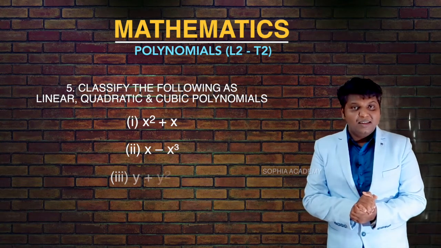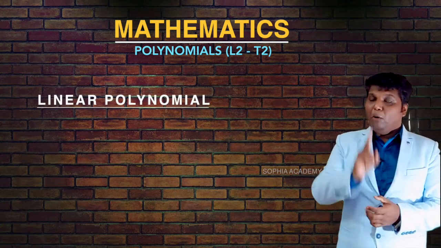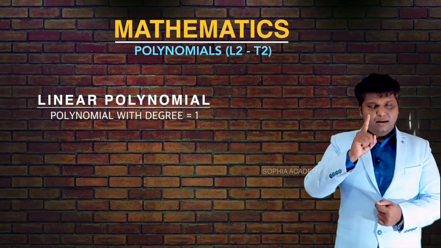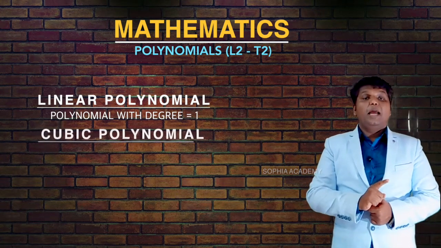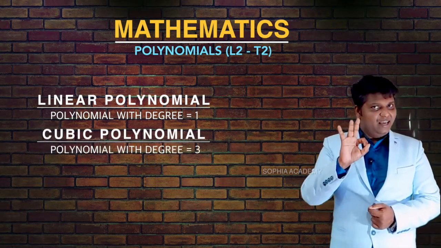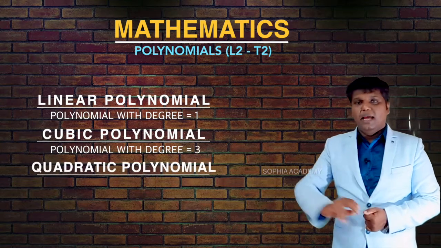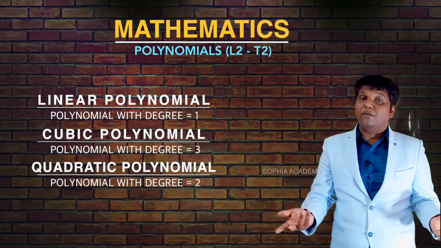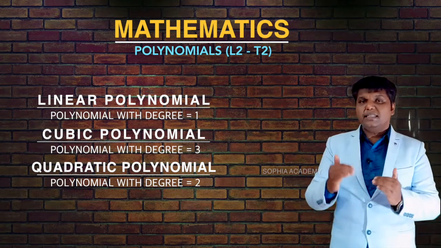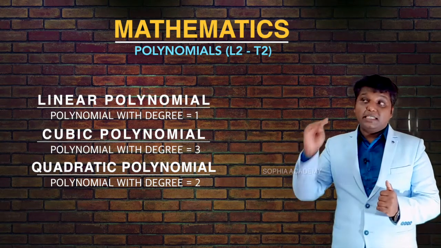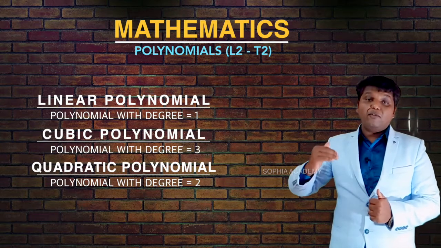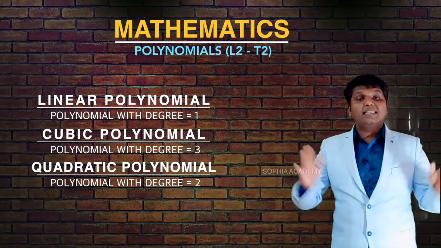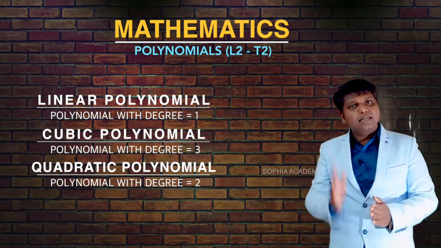So let me remind, what is a linear polynomial? A polynomial whose degree is 1. What is a cubic polynomial? A polynomial whose degree is 3. What is a quadratic polynomial? A polynomial whose degree is 2. Now how will you understand what the degree of a given polynomial is? Just by seeing each term and checking the powers of each term. What will be the highest power? That is what its degree is.